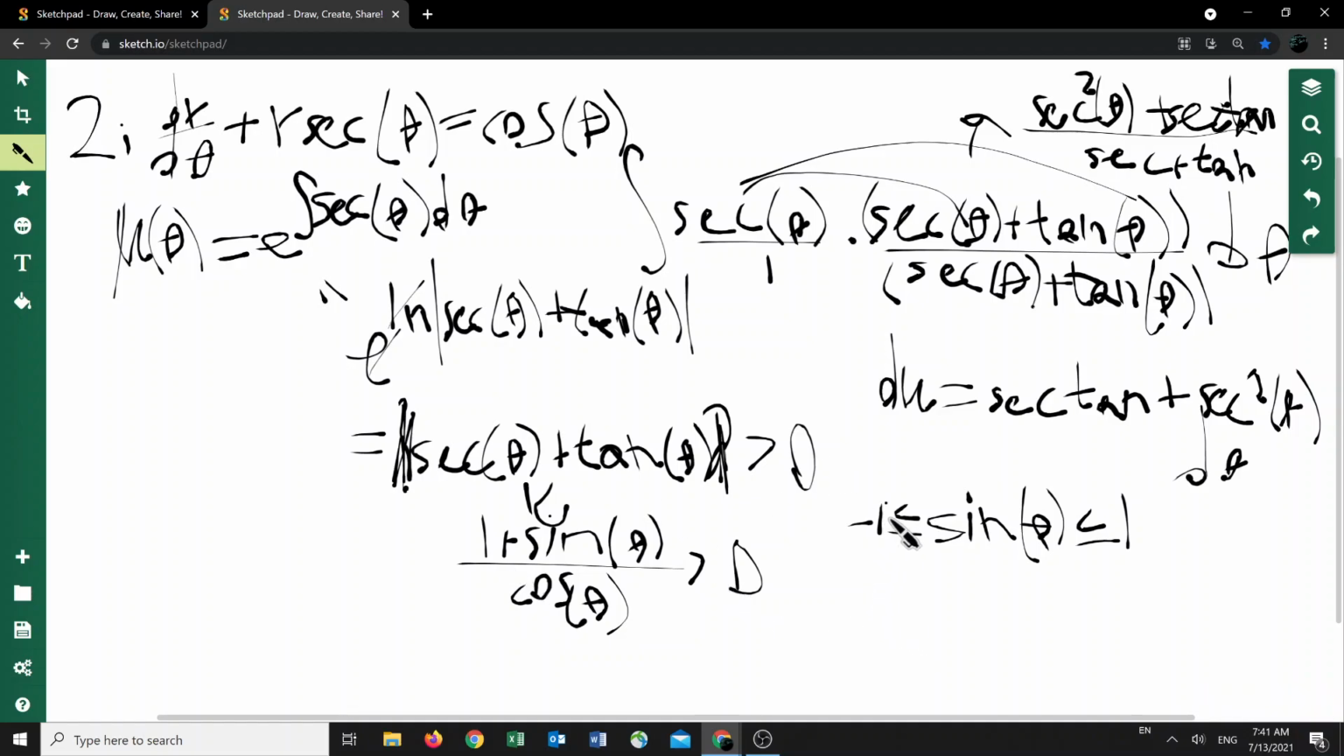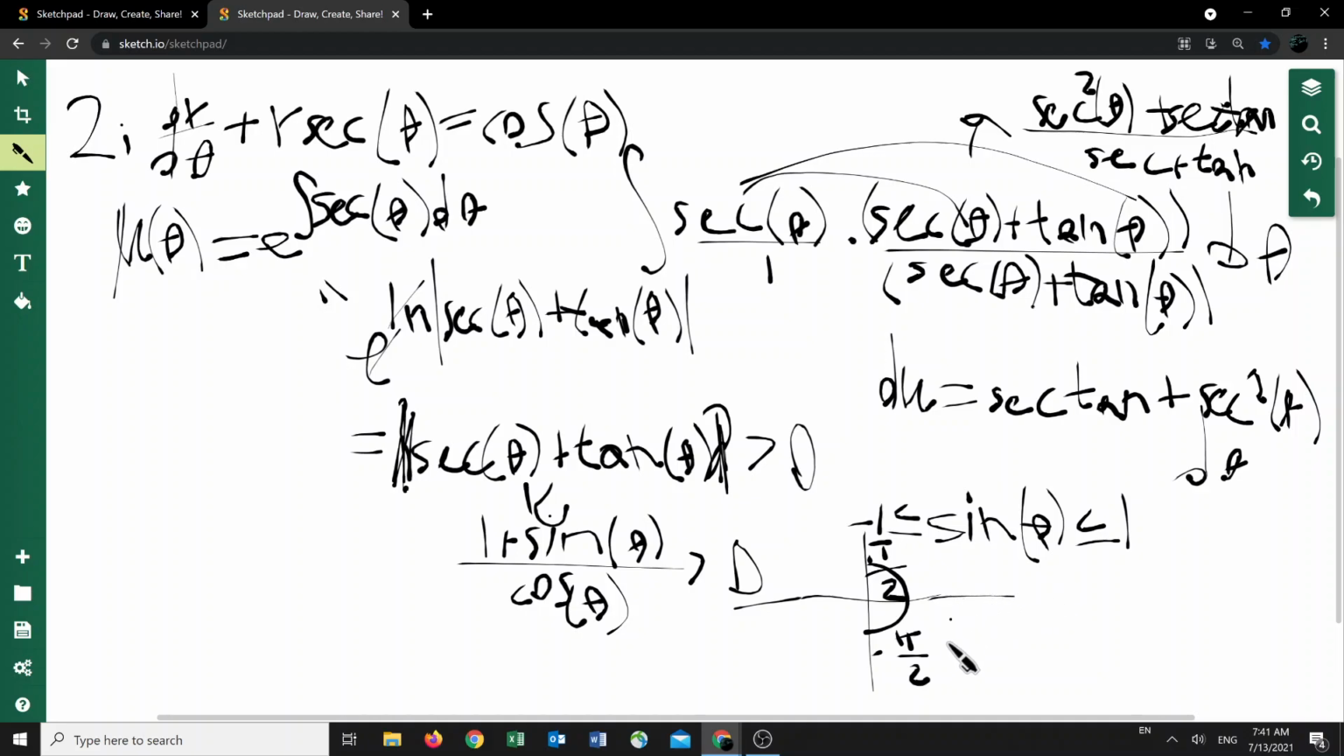So when cosine is positive, if we look at the unit circle, cosine is the x value on the unit circle. We want to find this half of the circle, where the x value is positive. So this just tells us that theta can range from negative pi over 2 to pi over 2, right? So that's where our theta is defined.